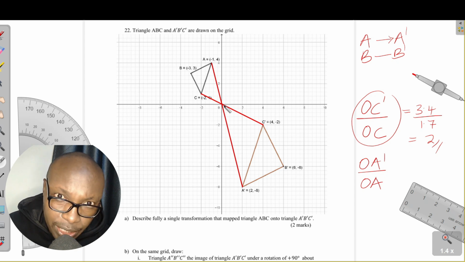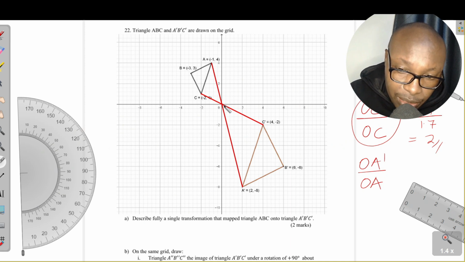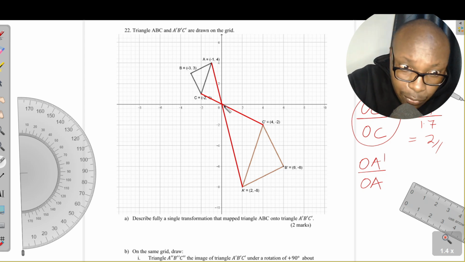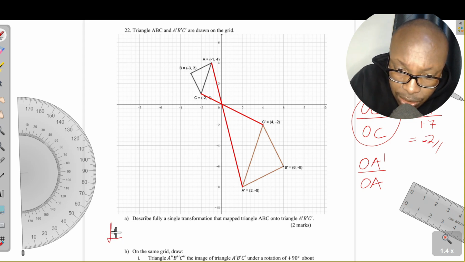If the object and the image are on the same side of the center of enlargement, that is positive enlargement. But in case you find the object and the image are on opposite sides of the center of enlargement, then that is definitely a negative scale factor, and therefore this one is -2. So now we can describe that. This one is an enlargement.